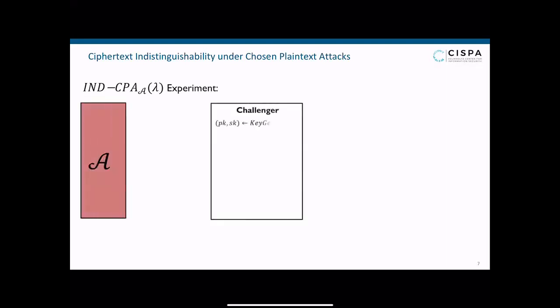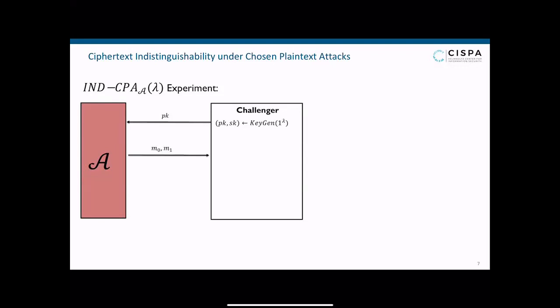Okay, so let's look at the INDCPA experiment for public key encryption. As usual, we have an adversary and a challenger. The challenger creates a pair of public and secret keys. The public key is given to the adversary. Now, think of it this way: in the private key setting, the adversary gets access to an encryption oracle. Here, it's sufficient if we just give him the public key. With the public key, he can, if he wants to, simulate an encryption oracle to himself.